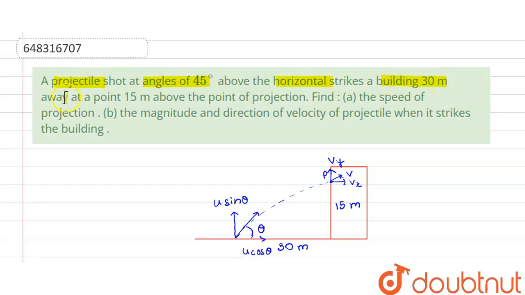Hello friends, our question is: a projectile shot at an angle of 45 degrees above the horizontal strikes a building 30 meters away at a point 15 meters above the point of projection. Find A. the speed of projection, B. the magnitude and direction of the velocity of the projectile when it strikes the building.